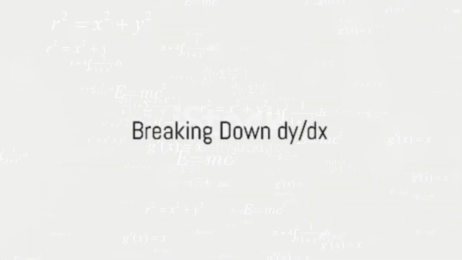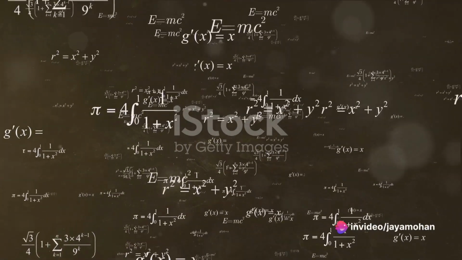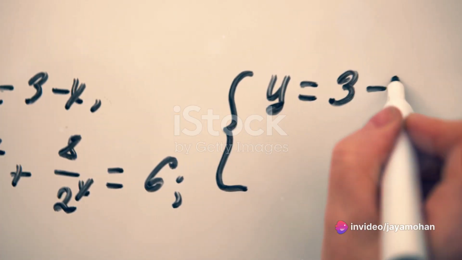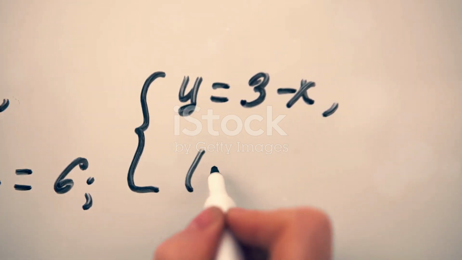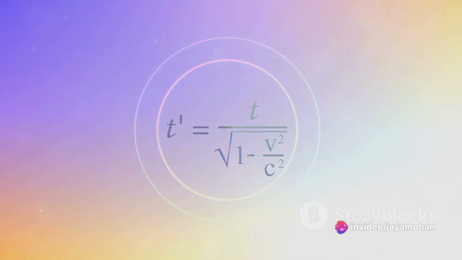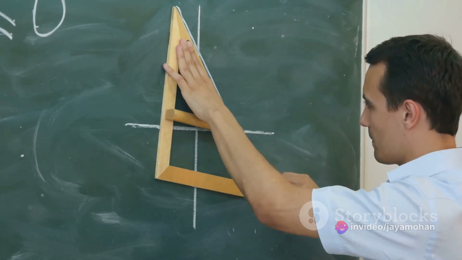It may help to break down the symbol dy/dx itself. The d in both dy and dx stands for delta, a term often used in mathematics to represent change. So dx signifies a tiny change in x, the independent variable, and dy represents a small change in y, the dependent variable. So when you see dy/dx, think of it as the ratio of a small change in y to a small change in x. It's a measure of how y changes for each tiny step x takes.